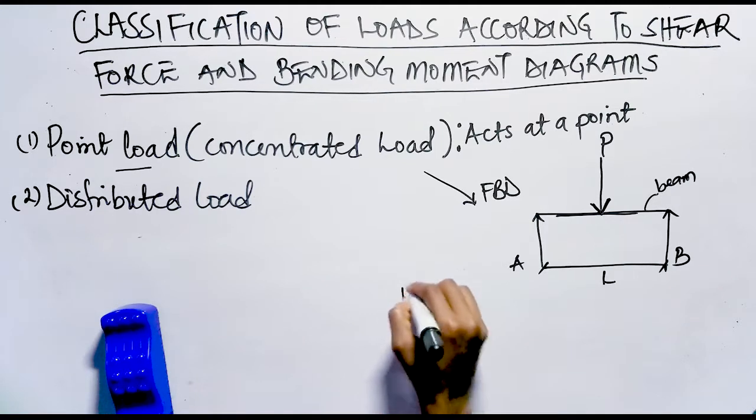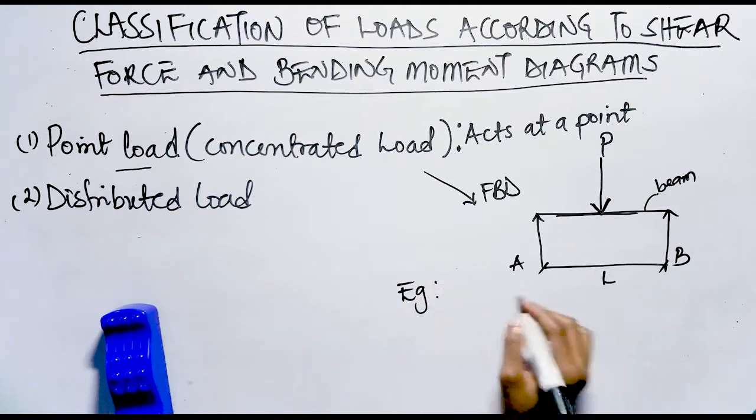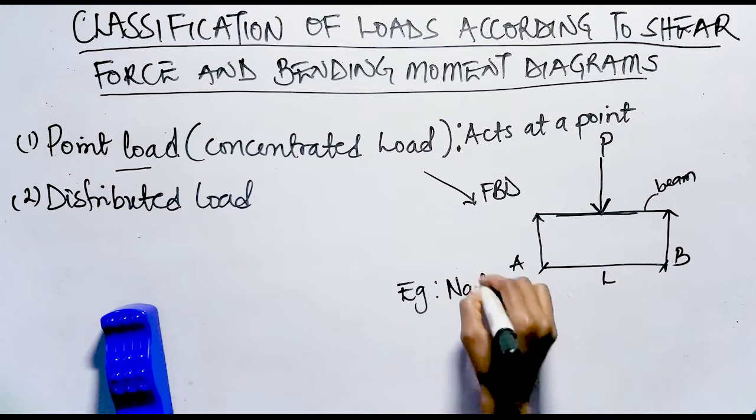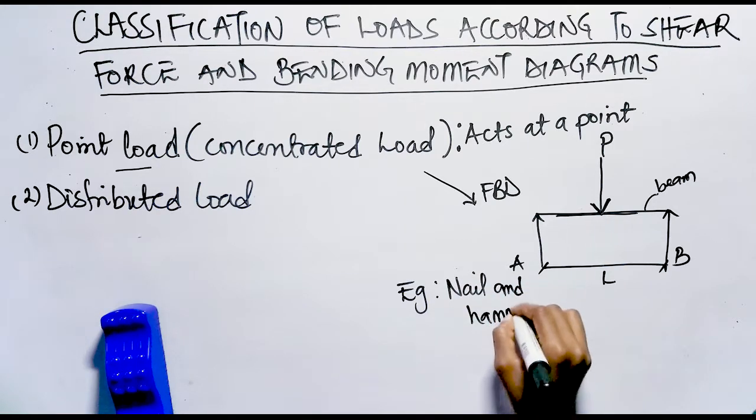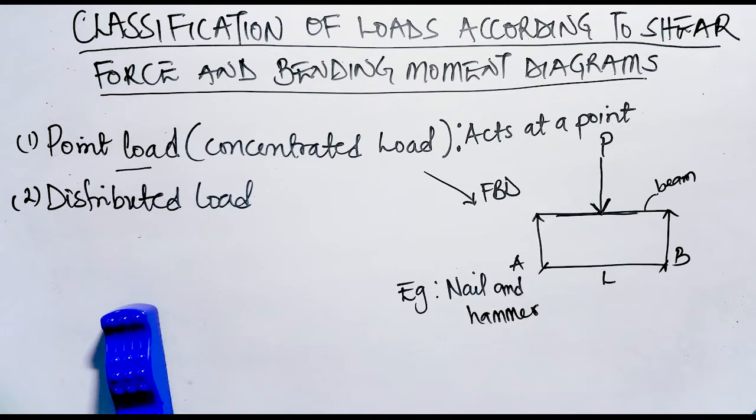Another example used to explain what a point load is hitting a nail with a hammer into, let's say, a wood or a beam. You would see that the nail is being hit into a particular point. That's what we mean by point load.